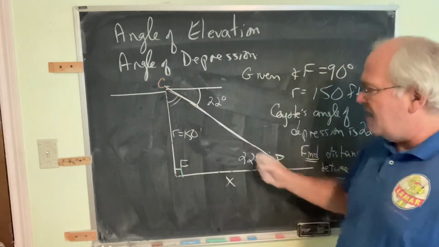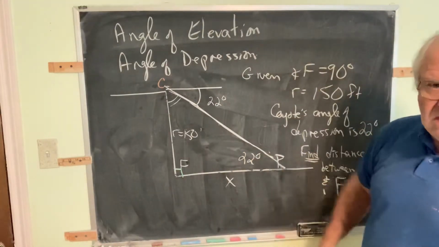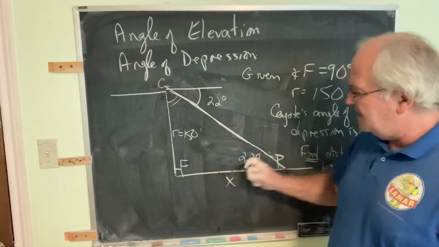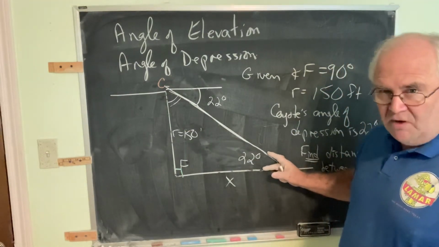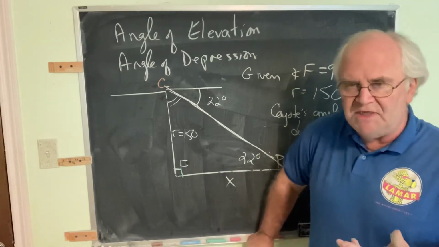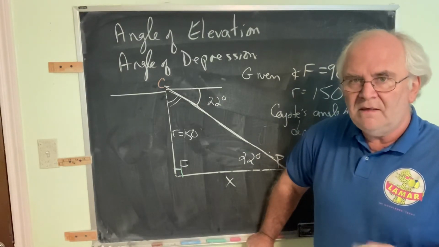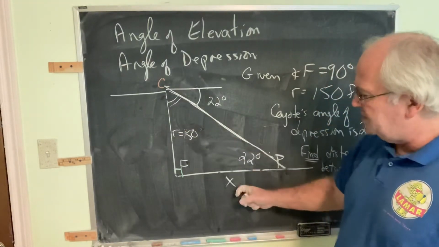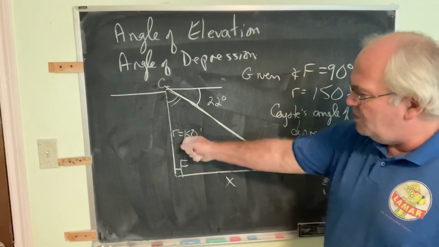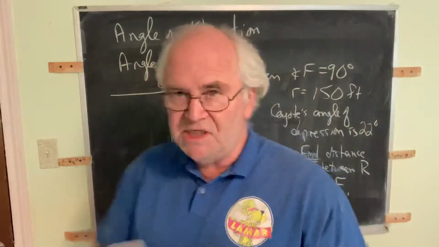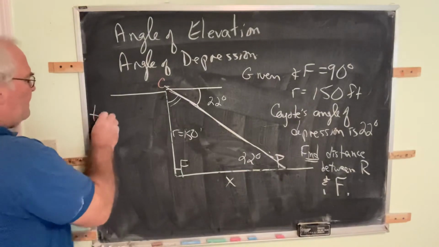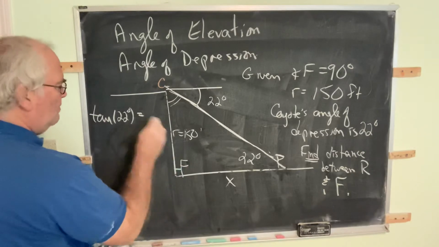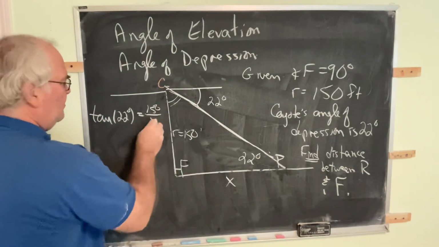We could find this hypotenuse, but we've not been asked to, so don't burn time trying to find something you're not asked to find. But we do know that this is opposite, this is adjacent, so we know which of the basic three trig functions we're dealing with. Tangent is opposite over adjacent. Tangent of theta is opposite over adjacent. Tangent of 22 is 150 over x. So just say it and write it: tangent of 22 is equal to opposite 150 over adjacent, which is x.